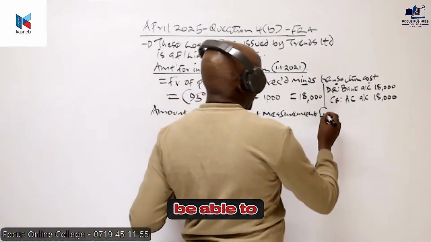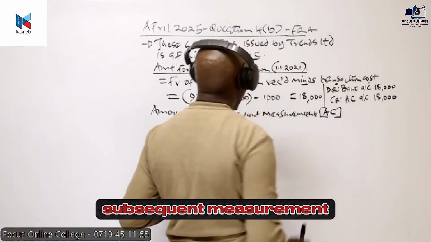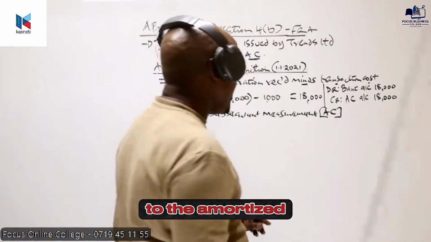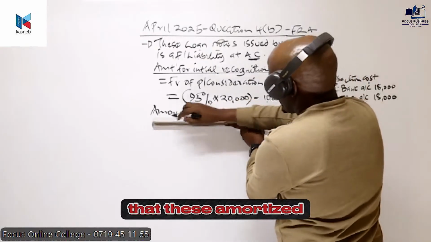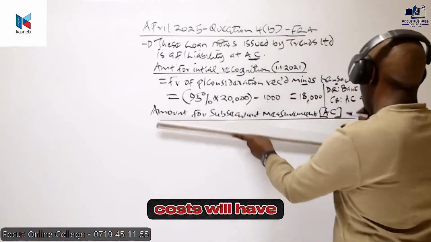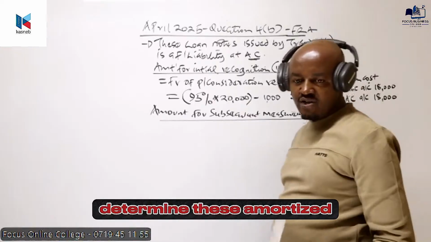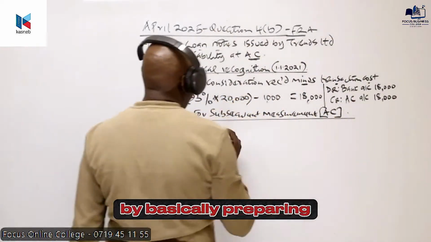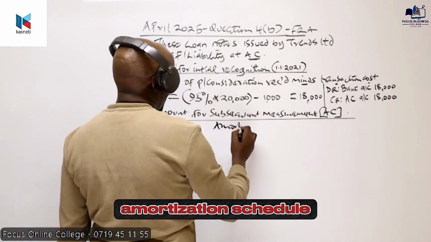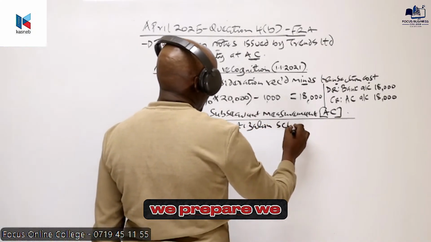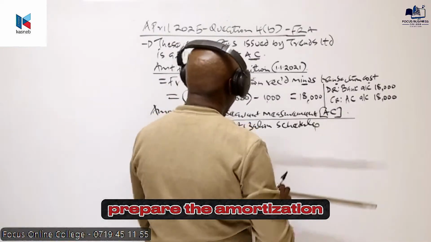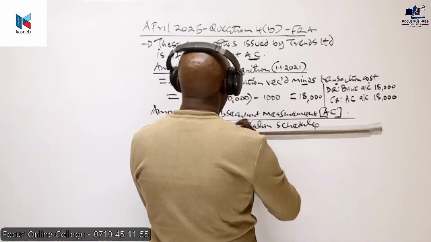So if you can recall, we have said the amount for subsequent measurement is always equal to the amortized cost. And actually, we are going to determine this amortized cost by basically preparing something called the amortization schedule. So that is basically what I want us to prepare. We prepare the amortization schedule.